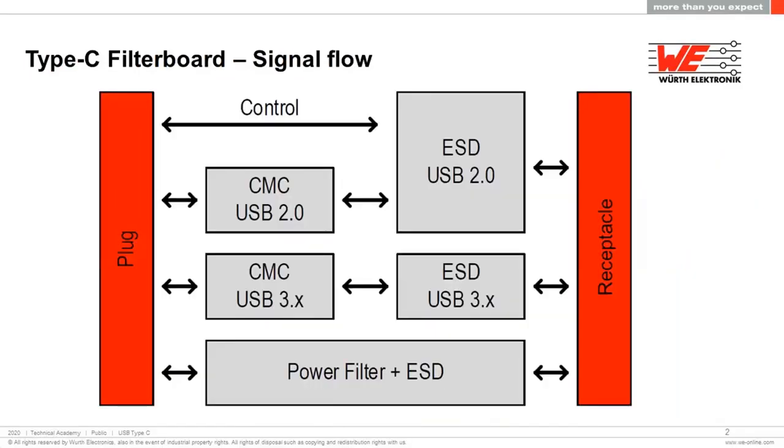So what all things do we need for this USB 2.0 and 3.0 legacy? We have ESD protection and common mode chokes for the USB 2.0 side. Similarly, we also have common mode chokes and ESD protection for high speed such as USB 3.0. And we have power filters and ESD for the power path in between the plug and the receptacle.